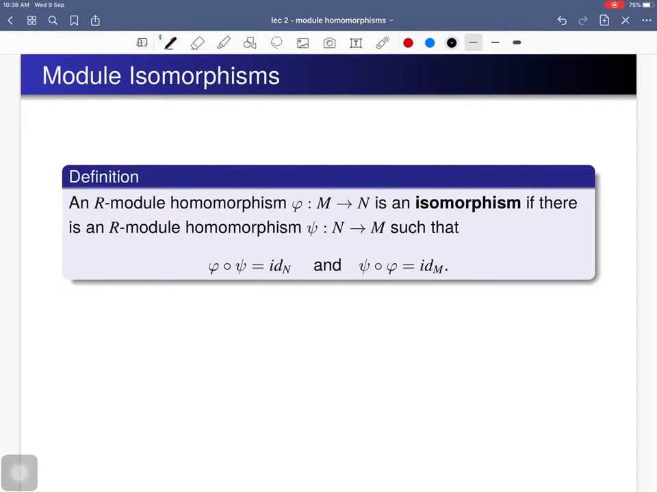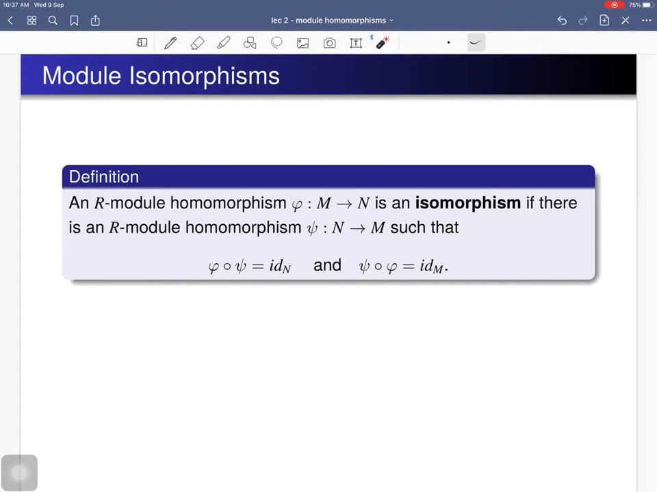Next we define what is a module isomorphism. An R-module homomorphism phi from M to N is an isomorphism if there is an R-module homomorphism psi from N to M, that means in the reverse direction from the codomain to the domain, such that their compositions are identity maps. In some books it is defined that an R-module homomorphism is called an isomorphism if it is bijective as a set map, but we define it in this way because this is the categorical definition.